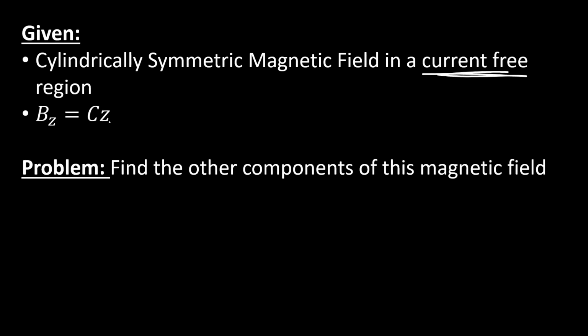And so the problem we have here is we want to find the other components of this magnetic field, mainly being B_s and B_phi. And then what we're going to do is we're going to take all of these together and add them up to get our main B field. All right. And so you may be thinking to yourself, well, how can we go about figuring this thing out?